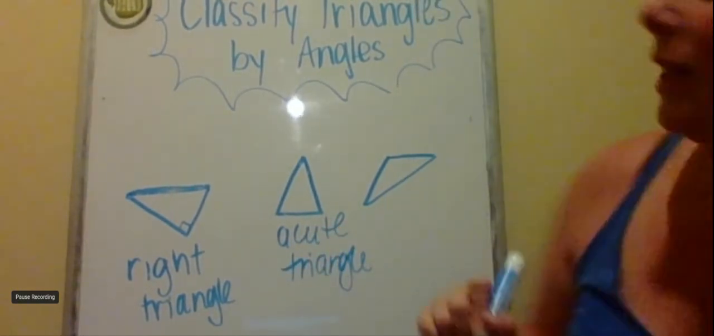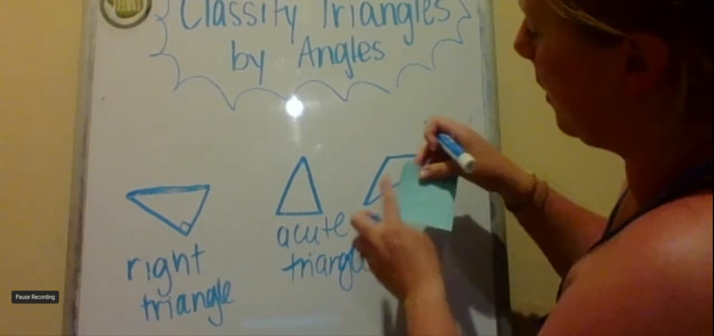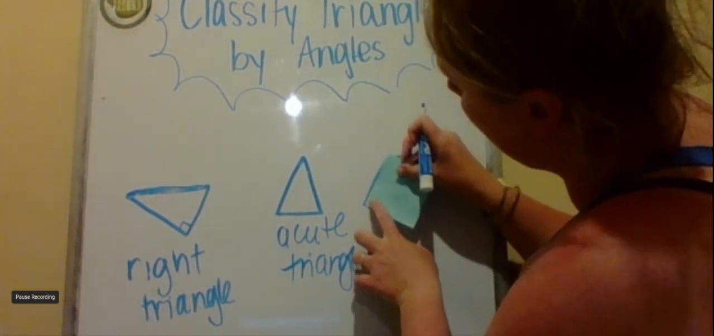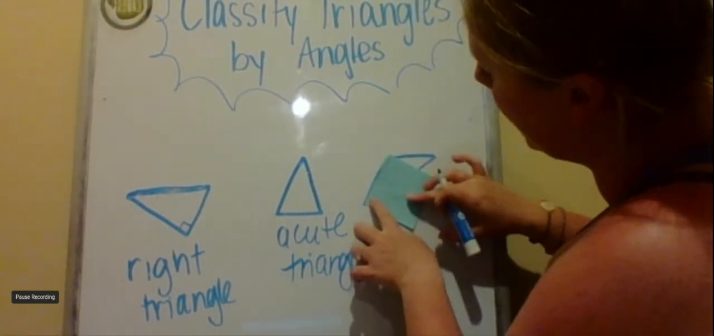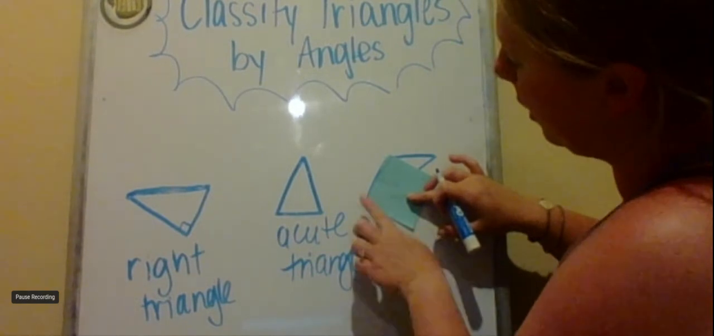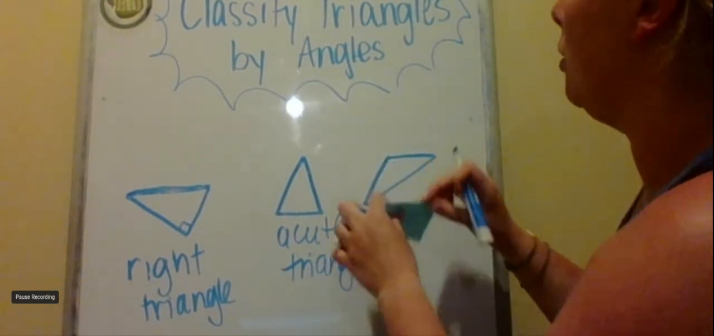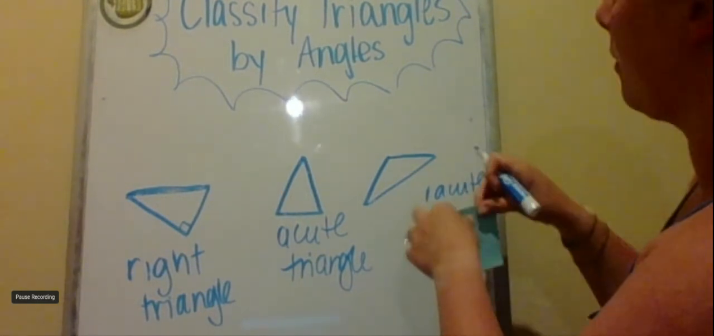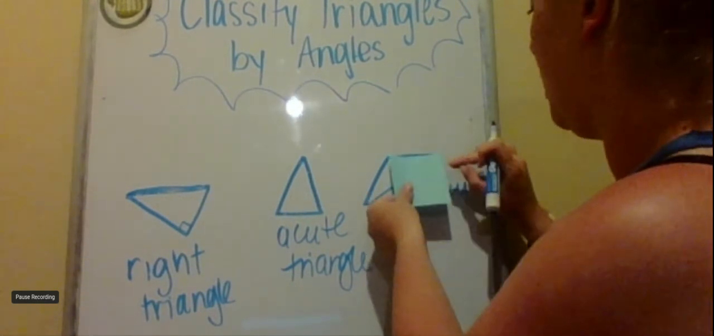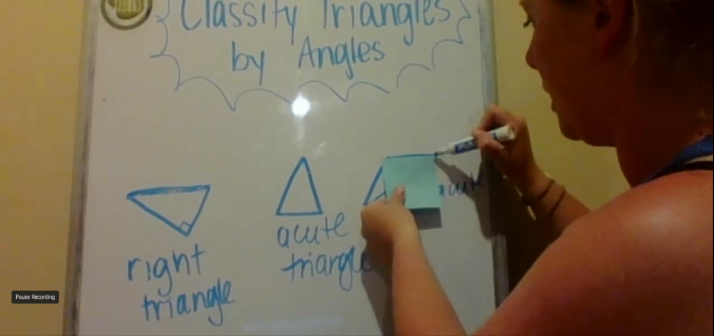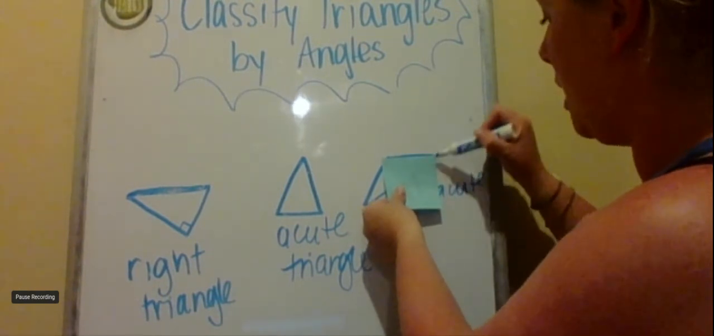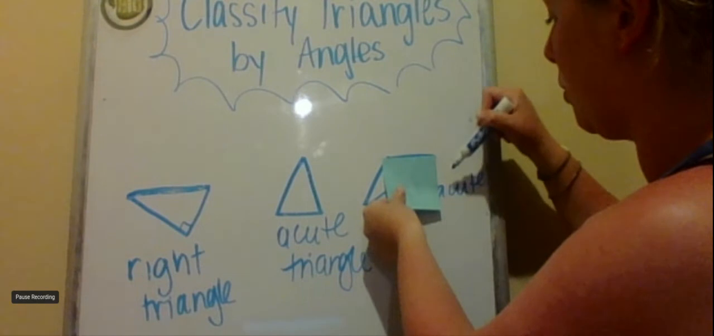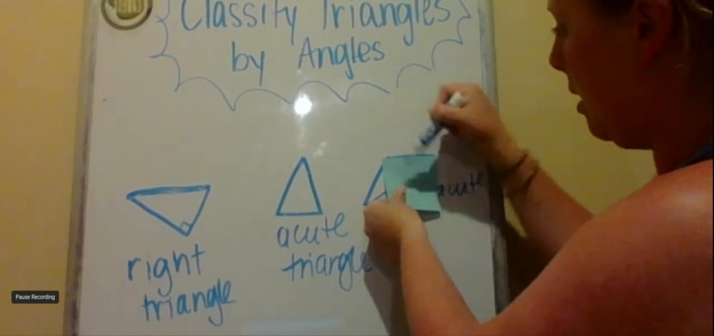And then my last one, I'm going to put my Post-it against one of the sides. It does not go out here. It does not go out here. It's acute. So we have one acute angle. Let's see here. I'm looking on this angle over here, lined up. If it was going straight down, it's right. Obtuse would be out here. It's in here. So it's another acute.